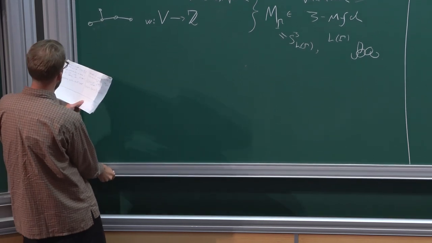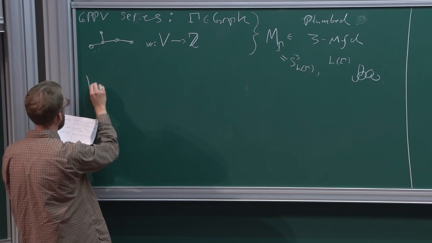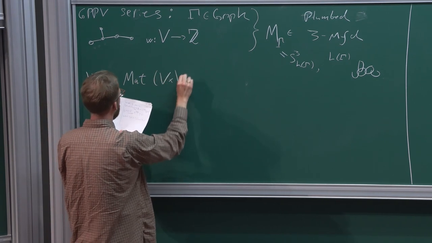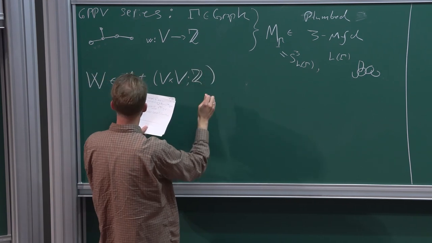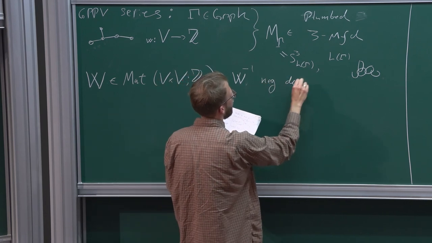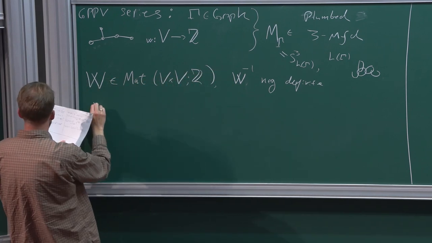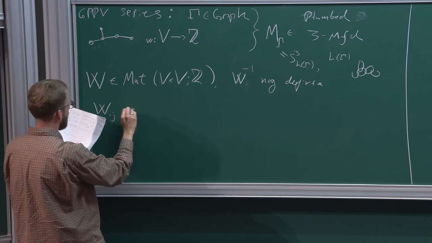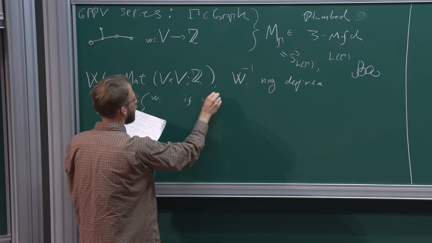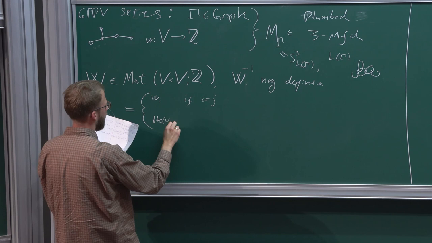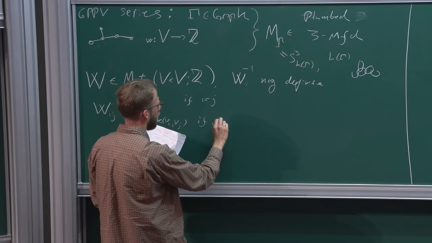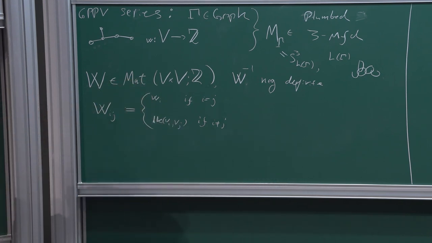Okay, but we need some further assumptions on W. By W, I mean the following matrix of dimension V times V, with integer entries, and we assume that it's invertible and its inverse is negative definite. The entries are given by the weight if we are on the diagonal, and by the linking number of the vertices, or if you wish, the associated unknots, away from the diagonal. So that's the assumption, and that's our data.